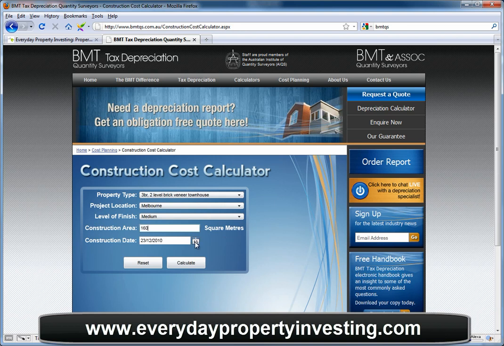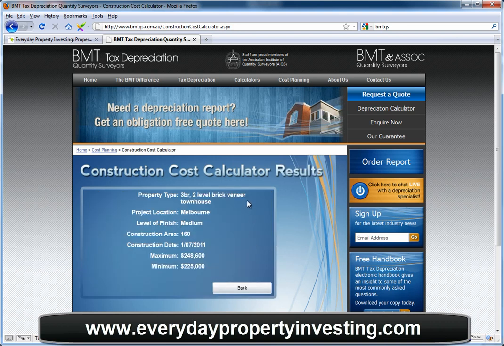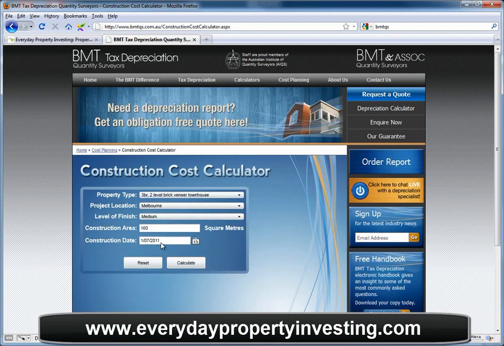And the construction date, well, my plans are just in at council, so this is looking like a little bit down the track. Let's be optimistic and hope that by the 1st of July we'd be starting to construct something. Then I just hit calculate, and that's telling me that my townhouse is looking at being between about 225,000 and 248,000. So it's a really good way to get a ballpark figure, and you can go back and fiddle with these and play around, which is great.